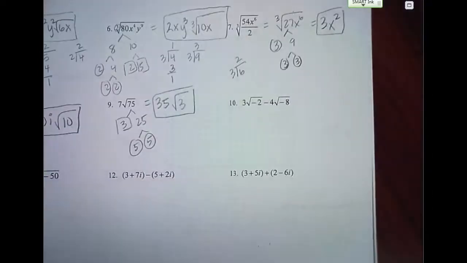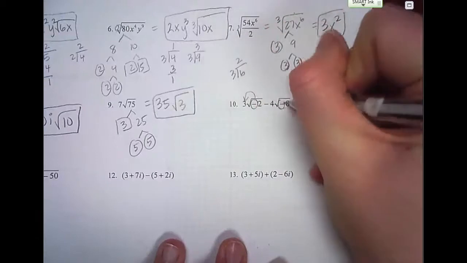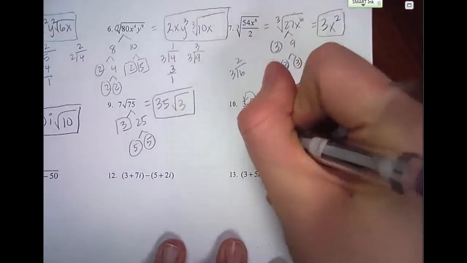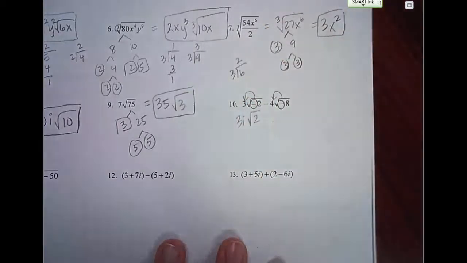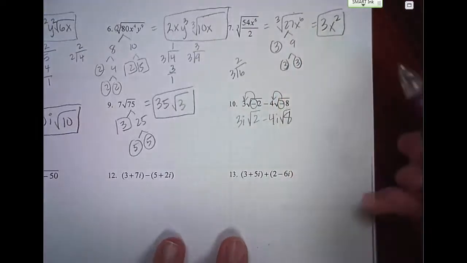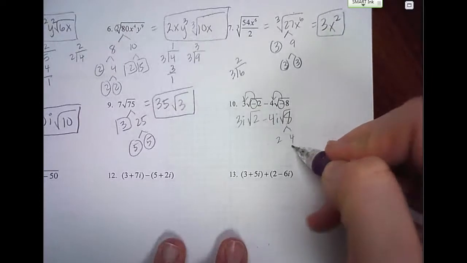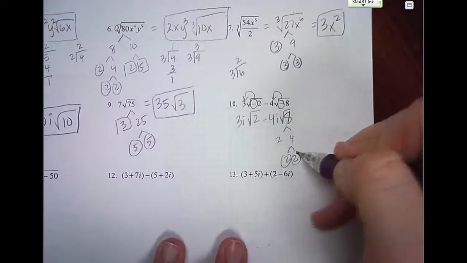Number 10. So first thing you do is pull out the i here and here. So this will be 3i square root 2 minus 4i square root 8. And then you can't combine these until the radicals are exactly the same. So if I break down the 8 here, I have a pair of 2's.